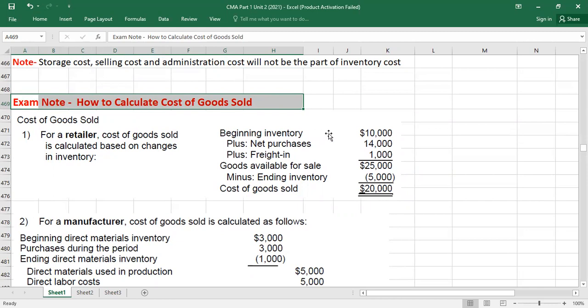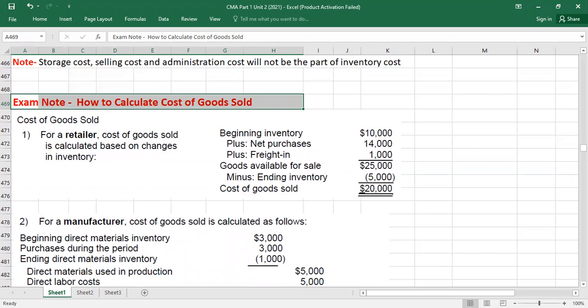You will take beginning inventory, plus net purchases, and I told you what will be included in the net purchases, plus freight in, the cost which you have incurred to bring this inventory to the present location. So beginning inventory plus net purchases plus freight will give you goods available for sale. And now you will subtract ending inventory, which is unsold by the end of the period. So this is how you can calculate the cost of goods sold for the retailer.